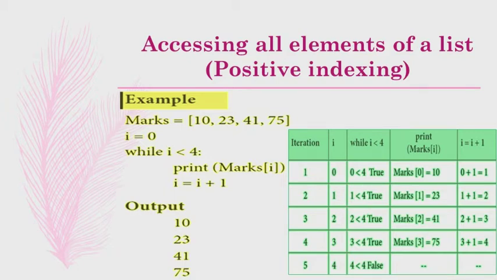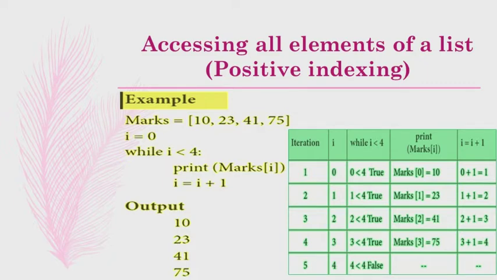To access all elements in a list, we have to use loops. The initial value of the loop must be 0. 0 is the beginning index value of a list, we all know that. Okay, so this is the example program.